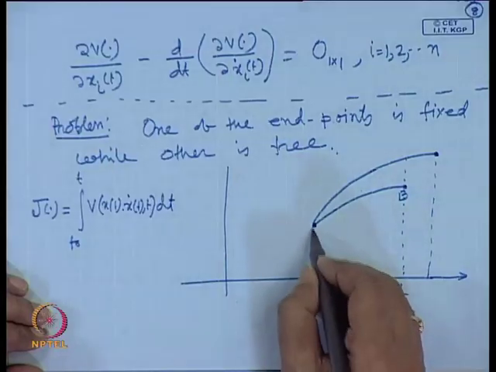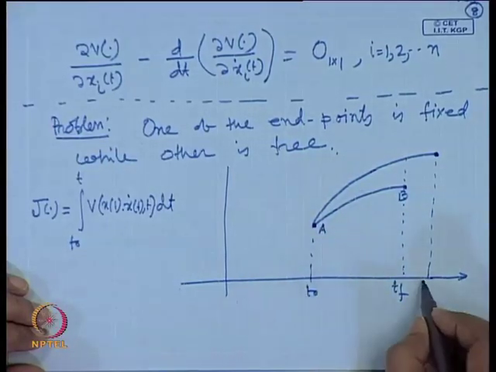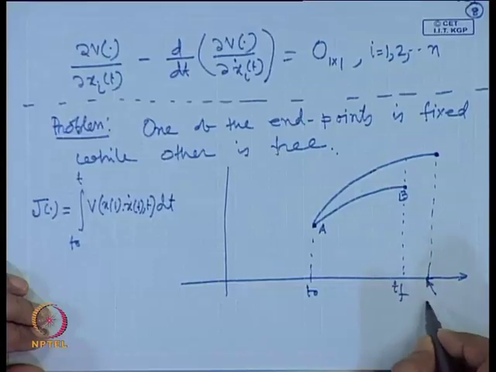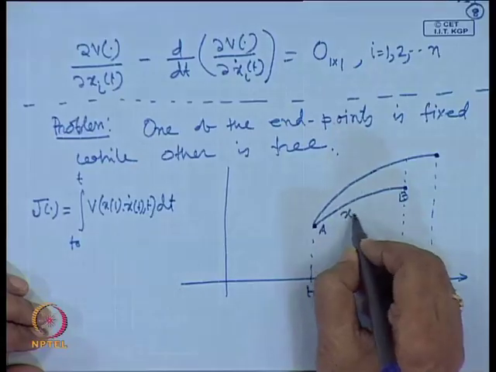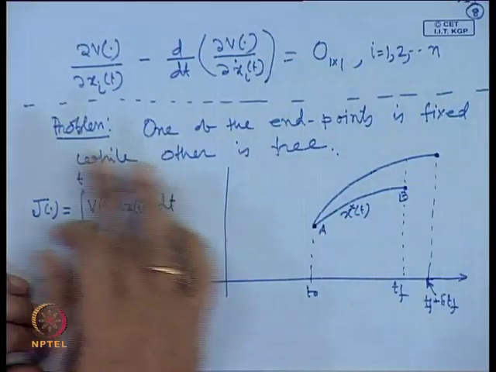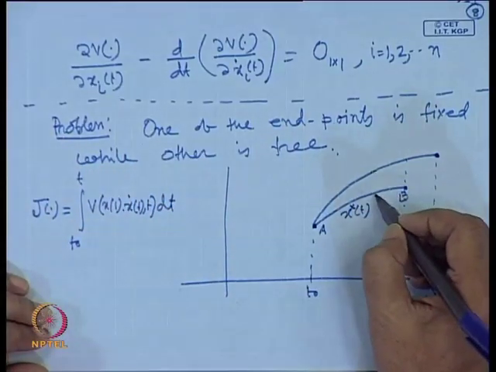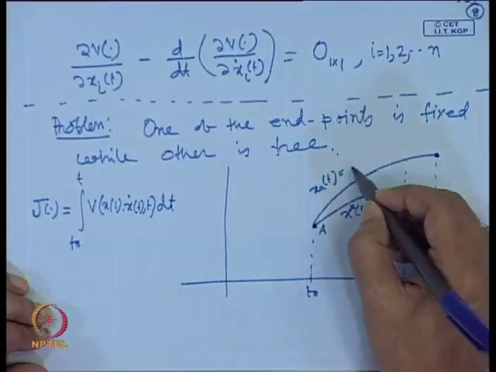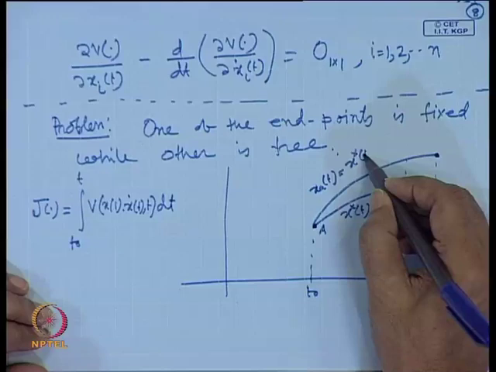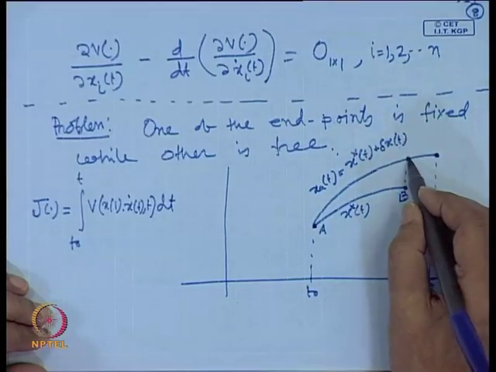This is the t f, this is the fixed point A, at time t equal to t 0, and this time is free, t f plus delta t f, and this is our optimal trajectory. We assume this is the optimal trajectory which will minimize this functional, and near the optimal trajectory there is another trajectory, x a of t is equal to x star of t plus delta x of t. Okay, this point is d.